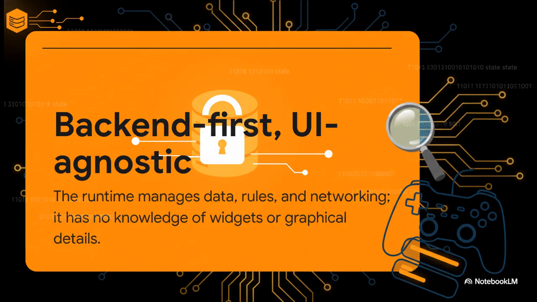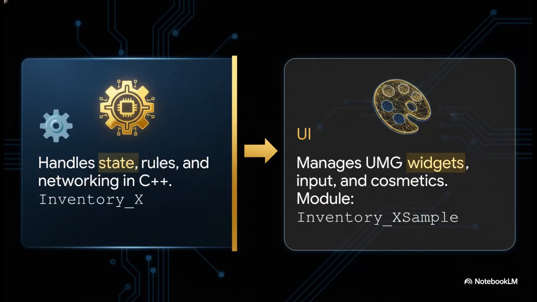What does that mean? It means the system's core brain, the runtime, is completely separate from what the player sees. It has no idea what a widget is, what drag and drop looks like, or what buttons the player is pressing. It only cares about the raw data, the rules, and the state of the inventory. Period.